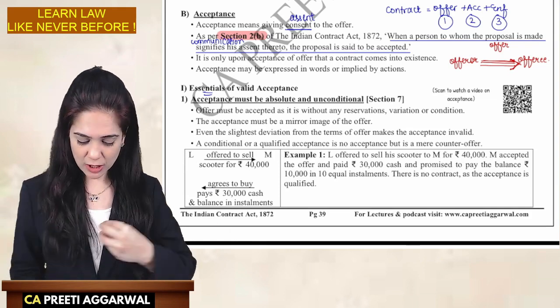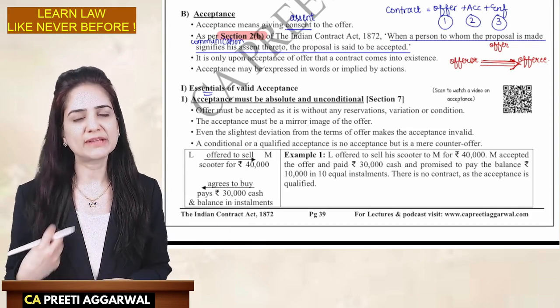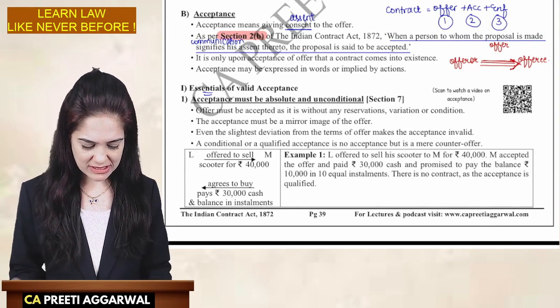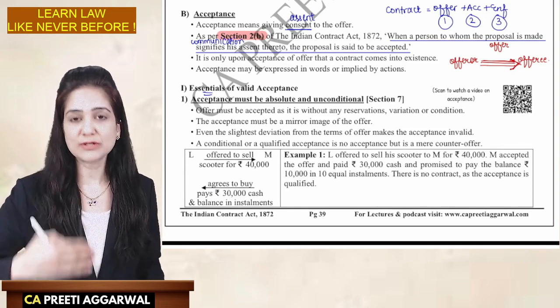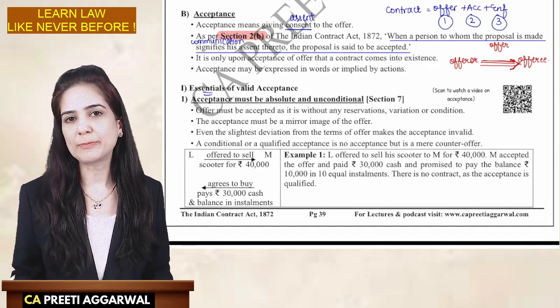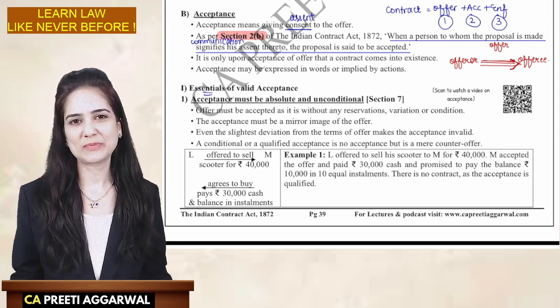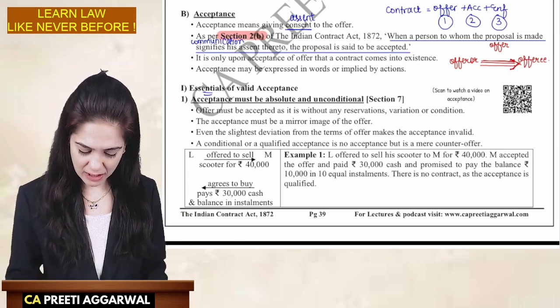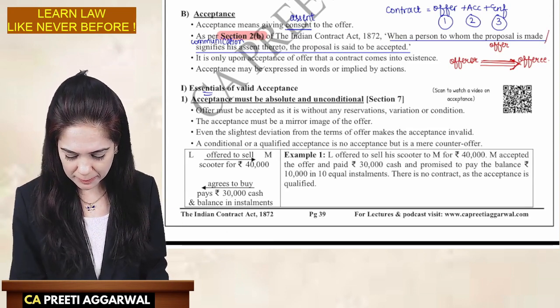Yes. So a person to whom the proposal is made. So in simple words, when the offeree signifies his assent, it means he communicates, he makes it known that I have given my assent, my consent, then the proposal is said to be accepted. Let's read it again. So when will the first break come? When a person to whom the proposal is made.